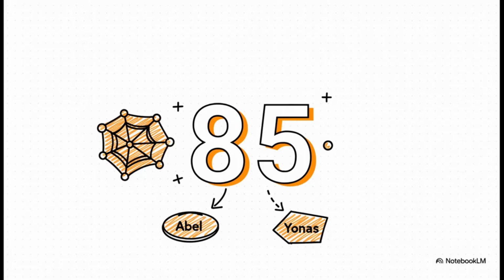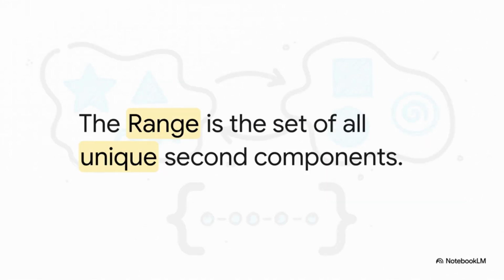Let's just focus on that number, 85. It definitely shows up twice in our original list of pairs, right? Once for Abel and again for Jonas. So here's the deal, the really crucial point. The range is the set of all the unique outputs. That's the keyword, unique. So even if a score like 85 showed up a dozen times, we would still only list it one time when we write out the range. Think of it this way. We're just listing what the possible outcomes were, not counting how many times each one happened.